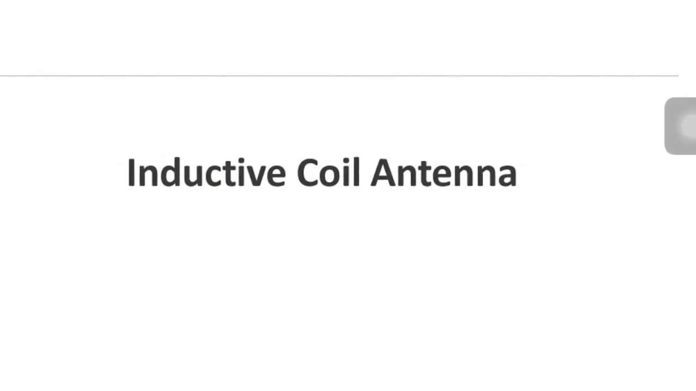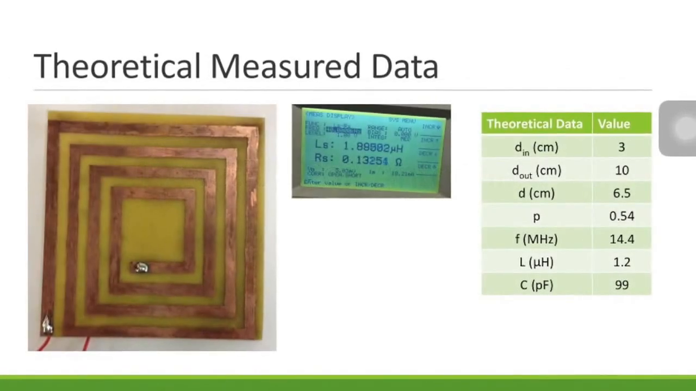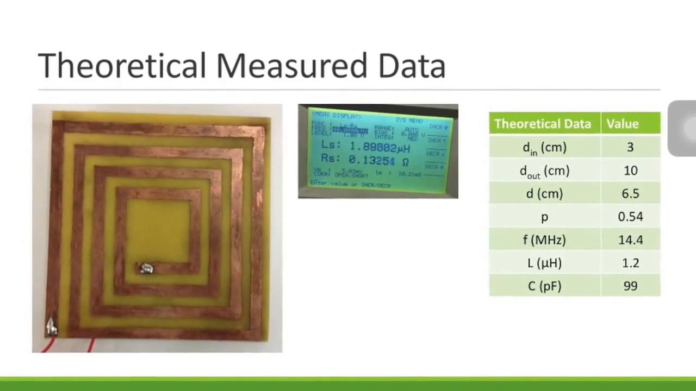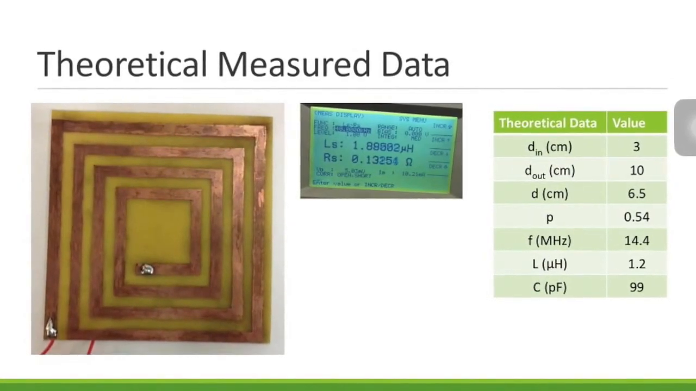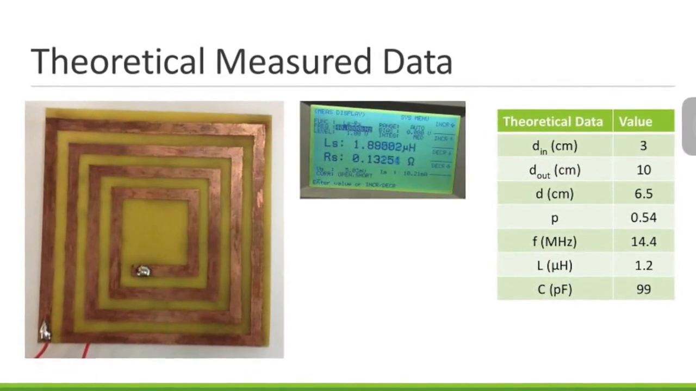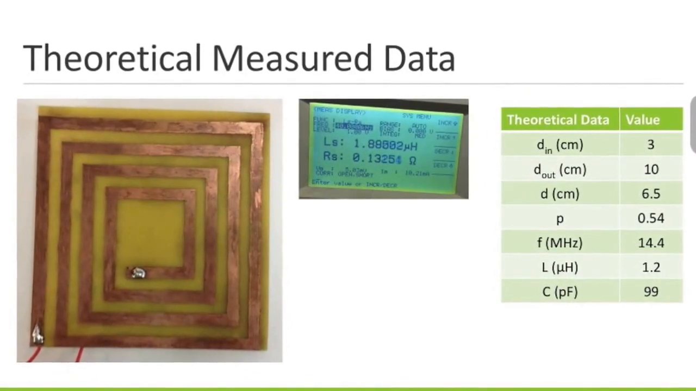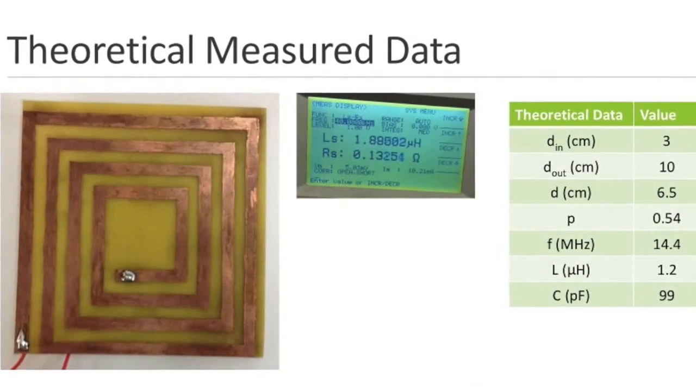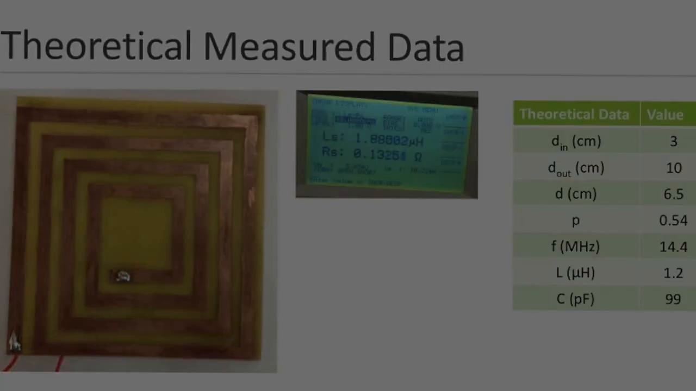Inductive coil antenna. Here's our coil panel antenna. In the right side of the corner, we can see the test result data and the theoretical value. As we can see in the table, we are using this antenna for 14.4 MHz of signal.